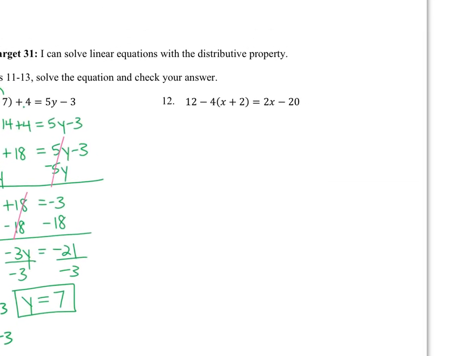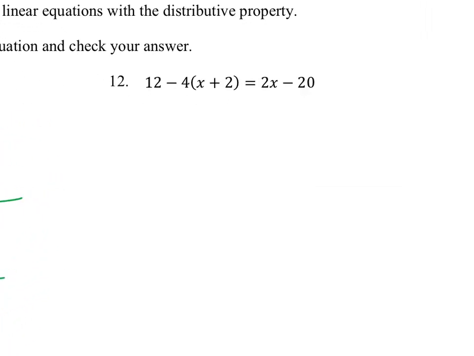Next one, we've got something a little extra here we need to be careful of, which is this minus right here. So you want to treat this as a negative 4. So we want to distribute first. Since we've got the 4 on the outside, we need to distribute the 4. But since it's subtracting 4, you need to treat that as a negative 4. So we are distributing a negative 4 here.